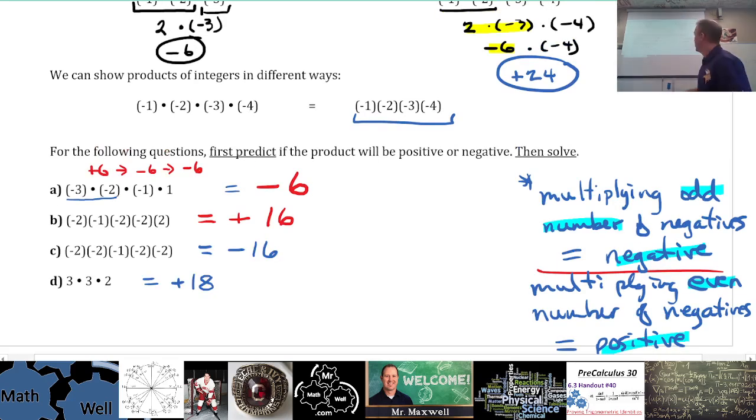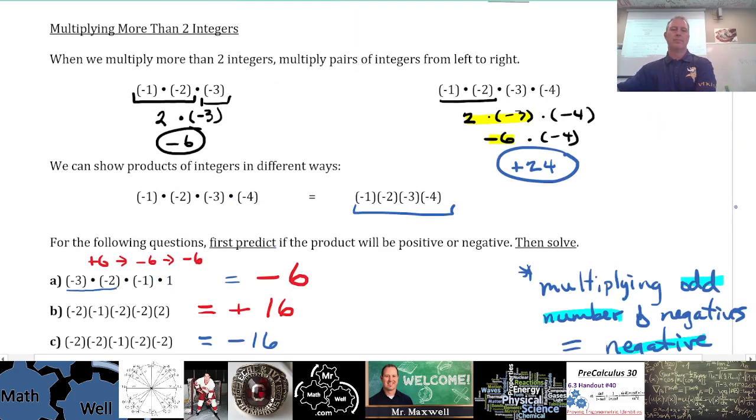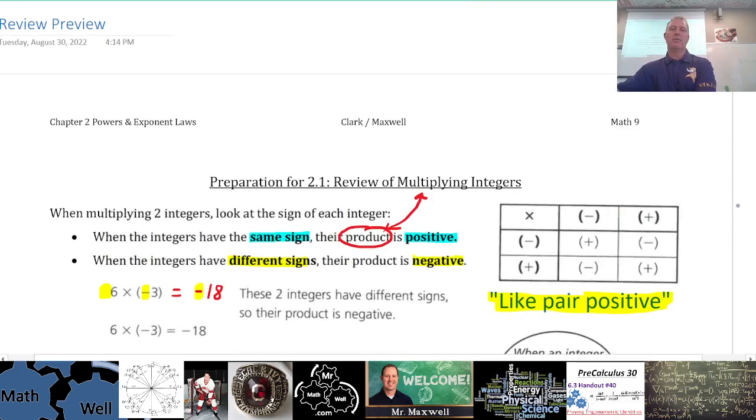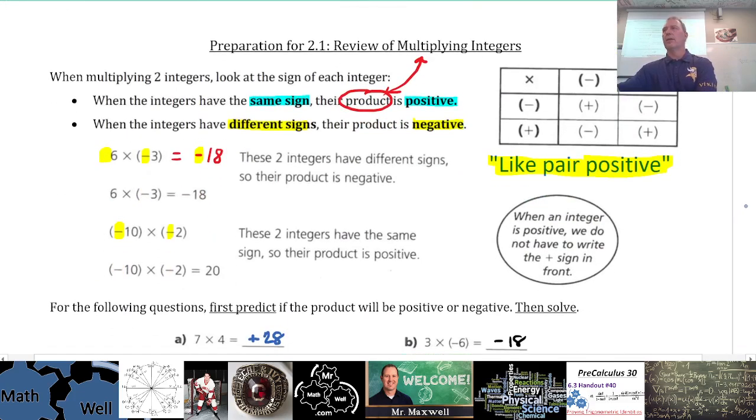All right, check out those last 2 answers. Did you get negative 16 for C? All right, did you get positive 18 for D? Now, I didn't mention that if they're all positive, the answer is positive, right? The only question is how many negatives there are. If they're all positive, then the answer is positive, obviously. Okay, so any questions on that little review, multiplying integers? Any questions about that?